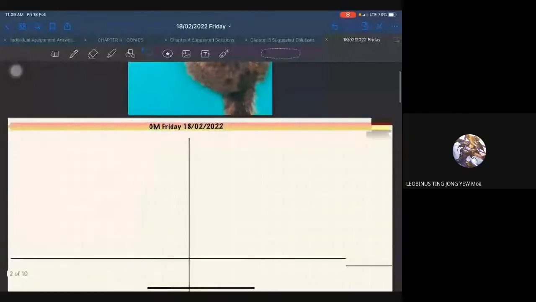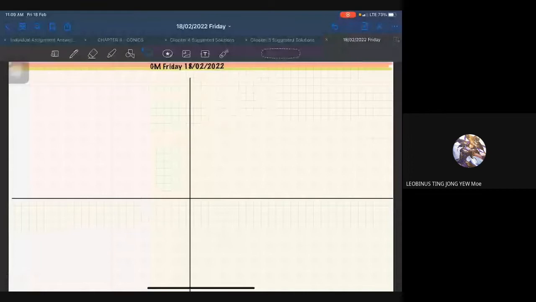Kita nak discuss 4.3. Okay, so the last subtopic in chapter 4 is conics. Okay, so 4.3 is about parabola. Alright, so parabola. So ada berapa banyak bentuk dalam parabola? How many shapes are there in parabola?